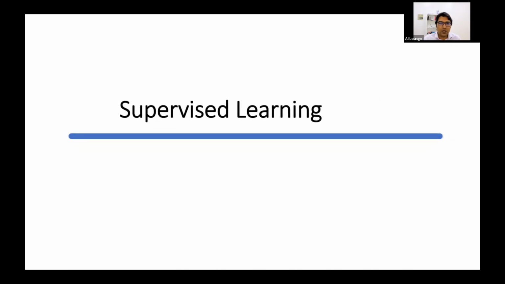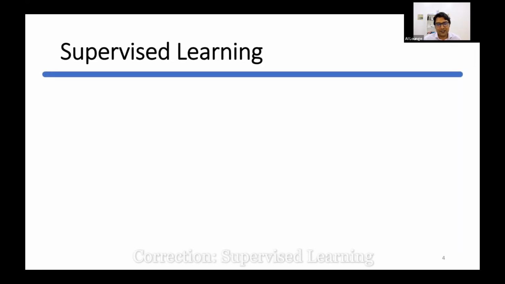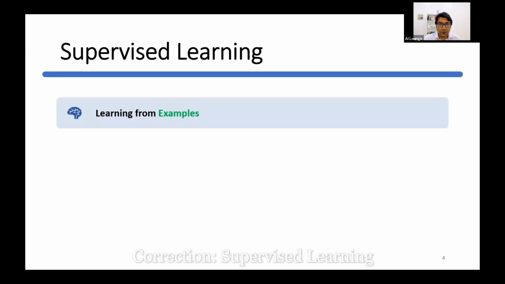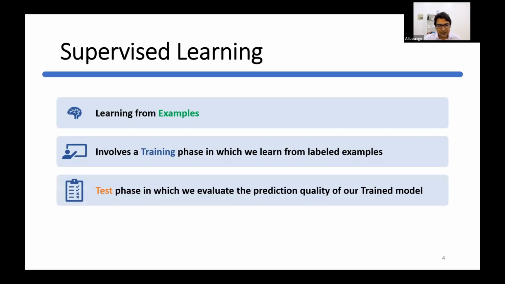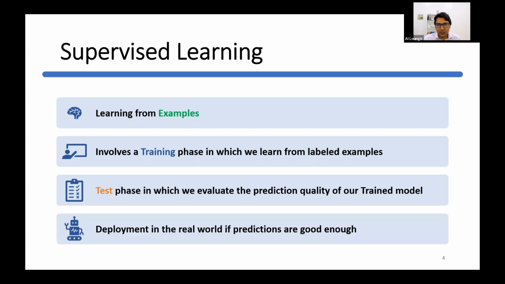So talking about supervised learning, I generally like to refer to it as learning from examples. Supervised learning involves a training phase in which we learn from labeled examples. After the training phase, we have a test phase in which we evaluate the prediction quality of our trained model. And if the trained model makes accurate predictions, we can then go ahead and deploy it into the real world.